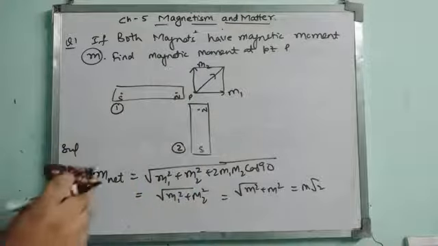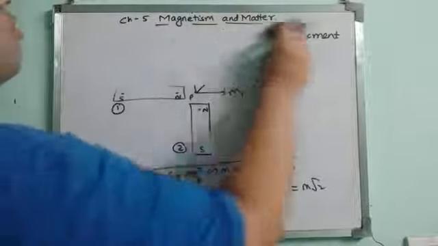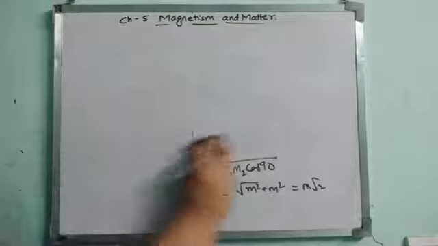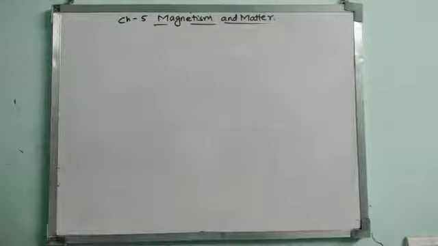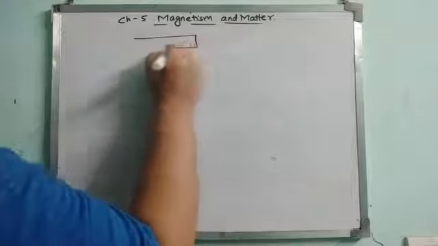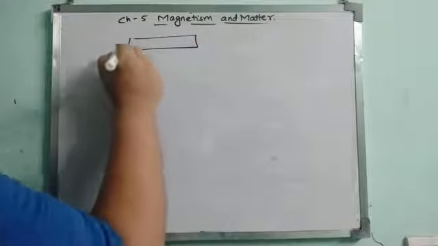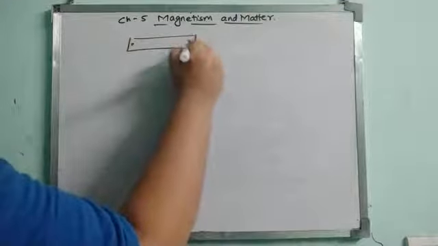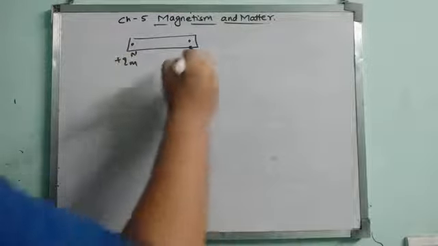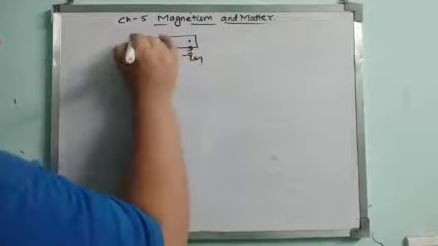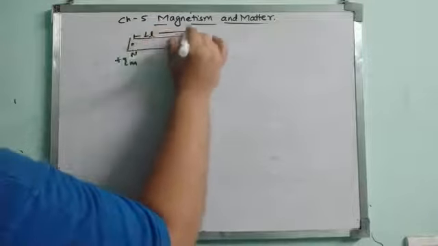What is the effect on pole strength and magnetic moment if a magnet is cut? Suppose this is a magnet which has two poles. Every magnet has two poles. North pole has pole strength plus qm, south pole has pole strength minus qm. The distance between the two poles is suppose 12.